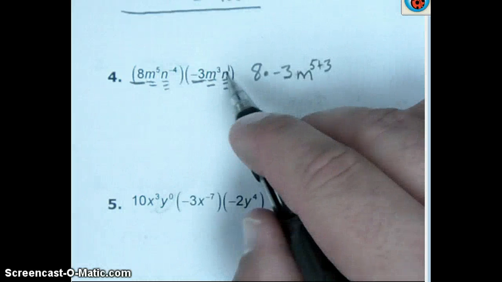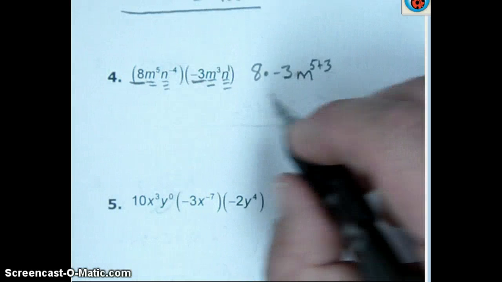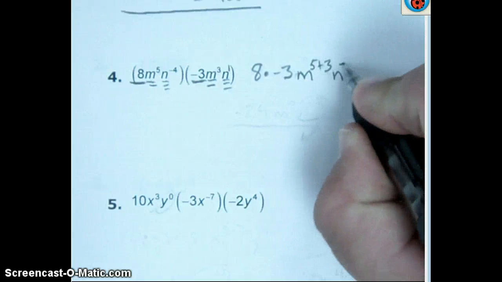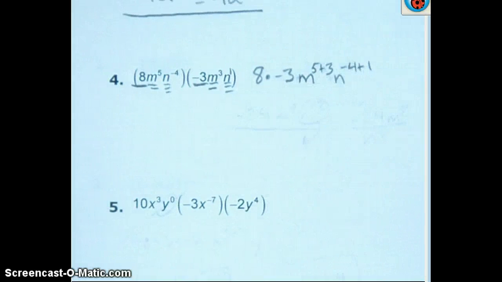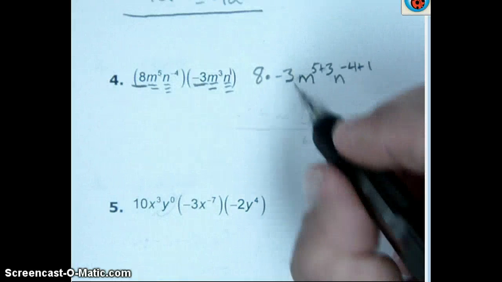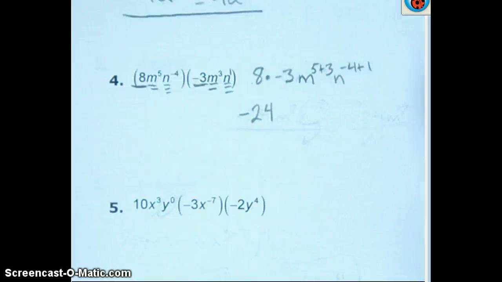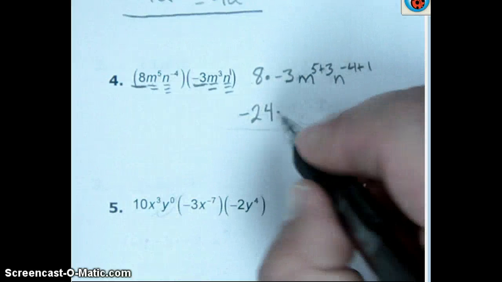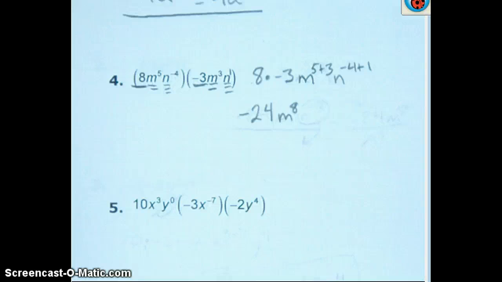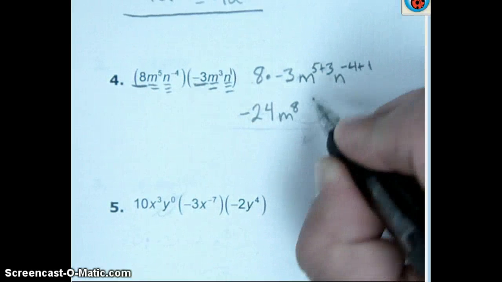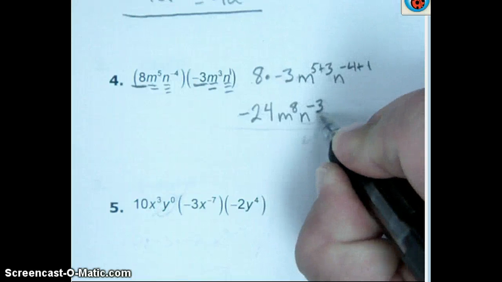So if I have these two expressions that have the same base, it's really like saying n to the negative 4 plus 1. Now, let's do all this multiplying. This times that gives me a negative 24. M to the 5 plus 3 is m to the 8. And then n to the negative 4 plus 1, that's like n to the negative 3.